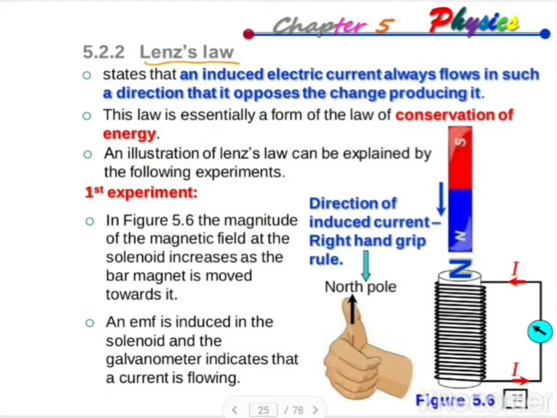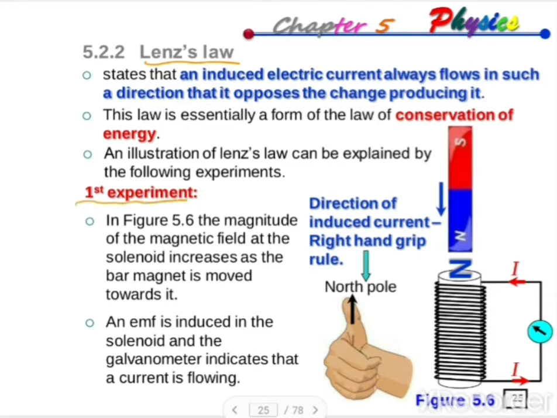Lenz's law states that an induced electric current always flows in such a direction that it opposes the change producing it. This law is essentially a form of the law of conservation of energy. An illustration of Lenz's law can be explained by the following experiment.